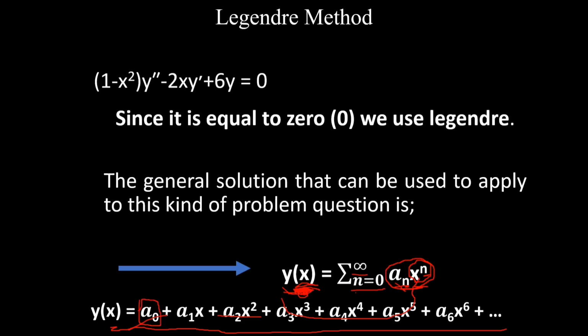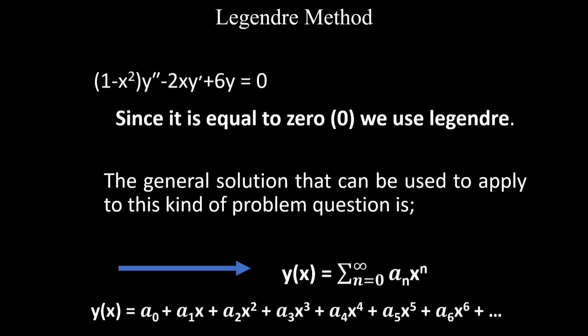Because we're told that n equals 0 to infinity, the next one after 0 is 1. If I replace n with 1, I will have a subscript 1 and x raised to the power 1. That is how we arrive at a subscript 1 x. Of course, x here has a power of 1. If I substitute n equals 2, I will have a subscript 2 x raised to the power 2. That is how we arrive at this one.